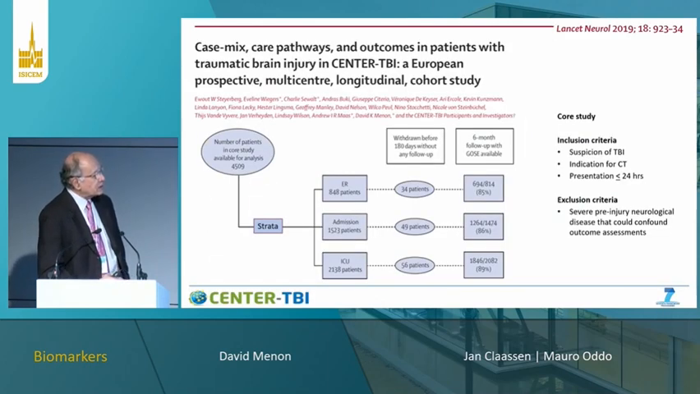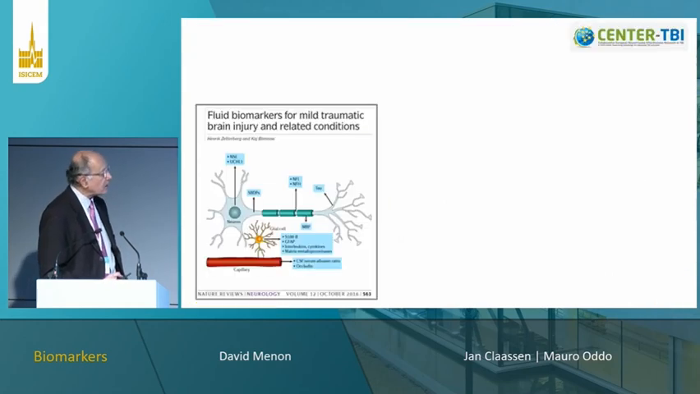So the context in which I'm going to describe our results is within the CENTER-TBI study. This was a prospective multicenter longitudinal cohort study, involving about 4,500 patients, collected in 3 strata, with over 2,000 of them being in the ICU. Inclusion criteria were a suspicion of TBI, an indication for CT, and presentation within 24 hours. The only exclusion was if patients had pre-existing cognitive deficits, which made outcome assessment difficult.